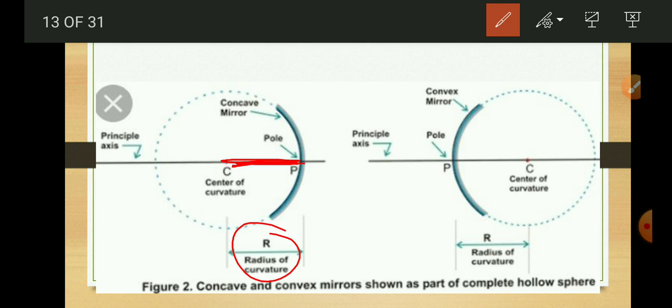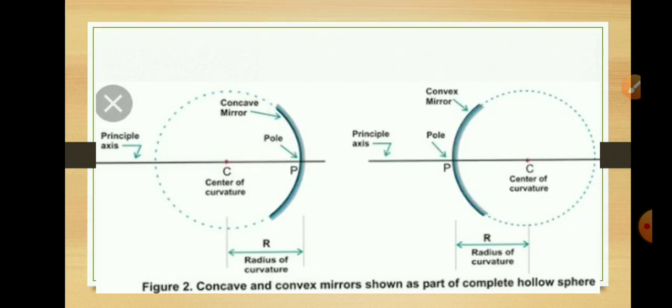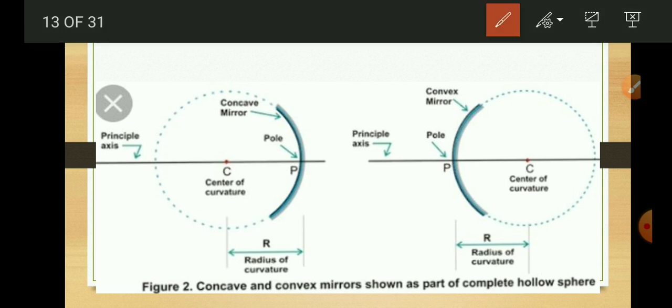Next term is pole. Pole is the center of the reflecting surface of a spherical mirror, and it is denoted by P. Here you can see the pole. Pole is nothing but the center of the reflecting surface. It lies on the surface of the mirror. We can see in both concave and convex mirrors that it is present on the surface of the mirror, and it is the center of the reflecting surface.